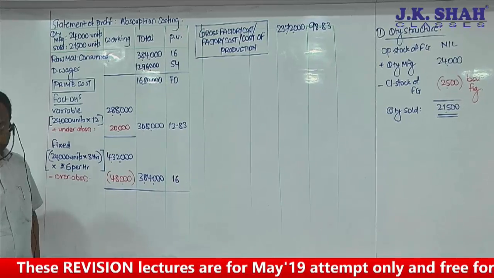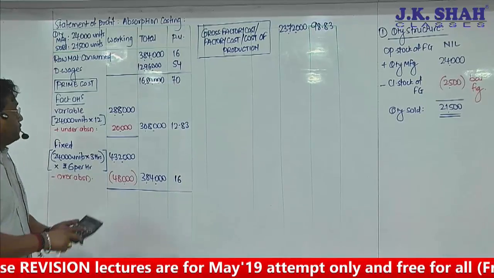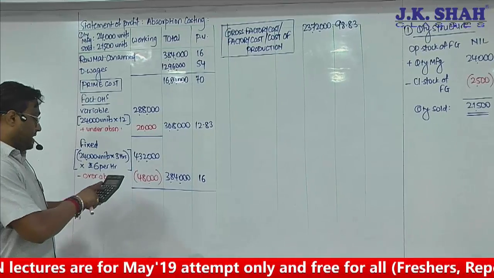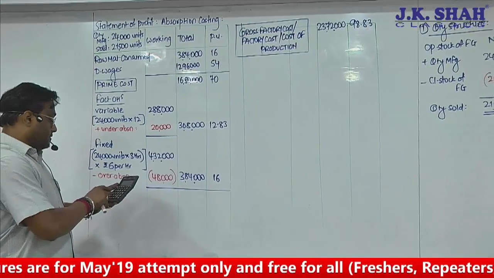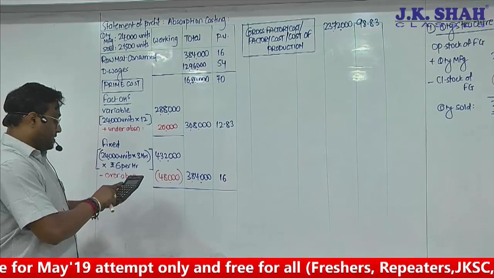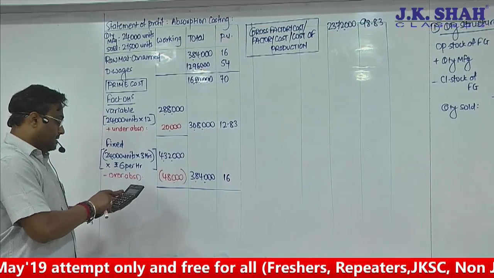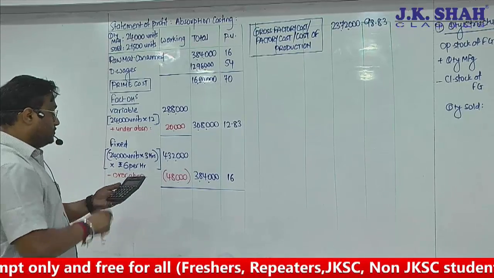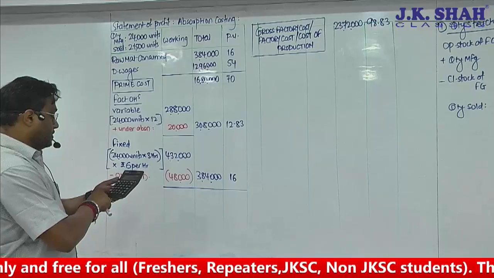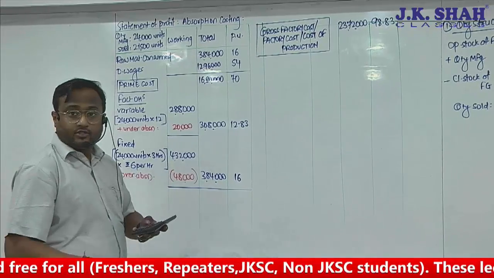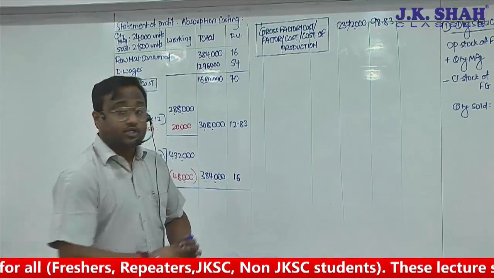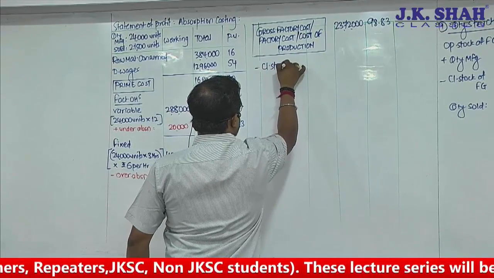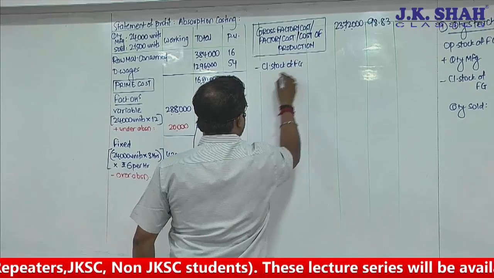Any doubt here? So 16,80,000 plus 3,08,000 plus 3,84,000 gives me 23,72,000. That is my cost of production. And if that is my cost of production, before I start with cost of goods sold, I need to go for closing stock valuation of finished goods.